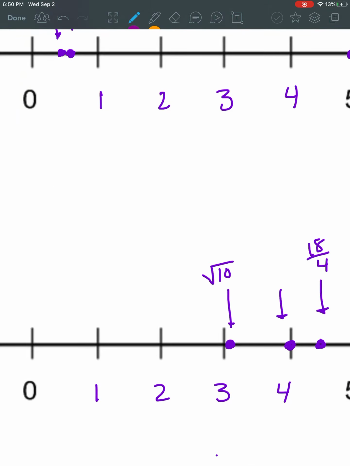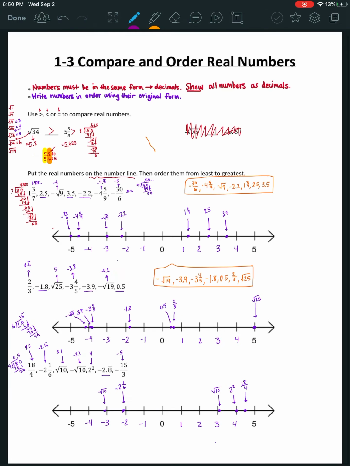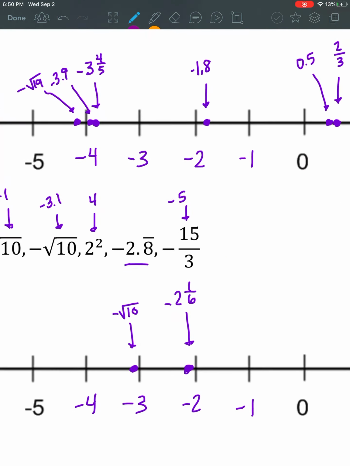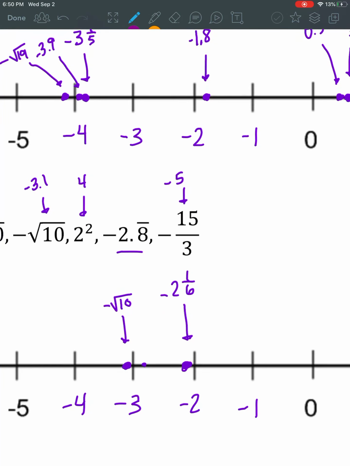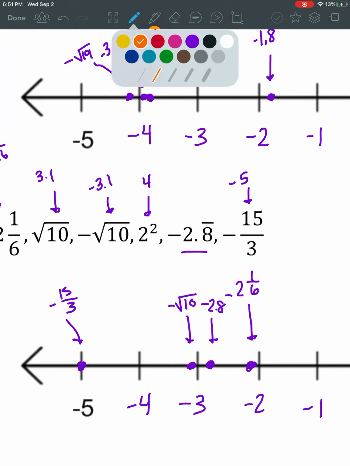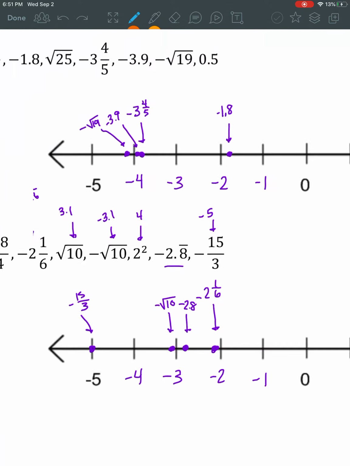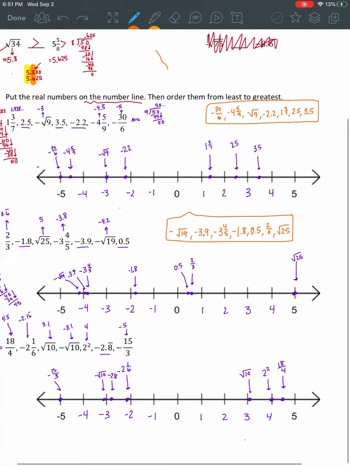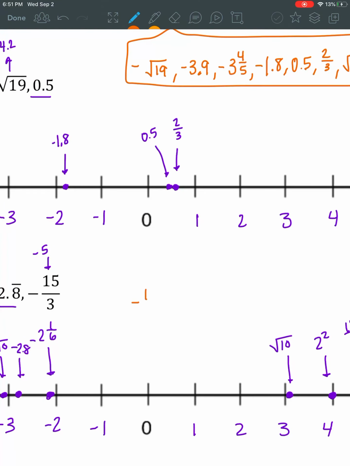2 squared is 4. Negative 2.8. So negative 2.8 needs to go in between negative 2 and negative 3, closer to negative 3. And then negative 5 is our negative 15/3. And last up, let's write them in order from least to greatest. So the first one is negative 15 thirds.